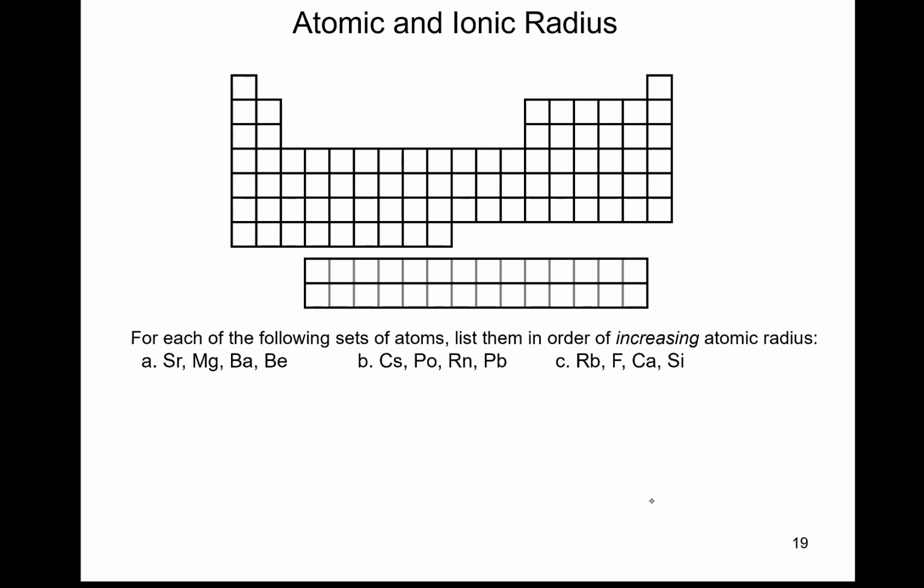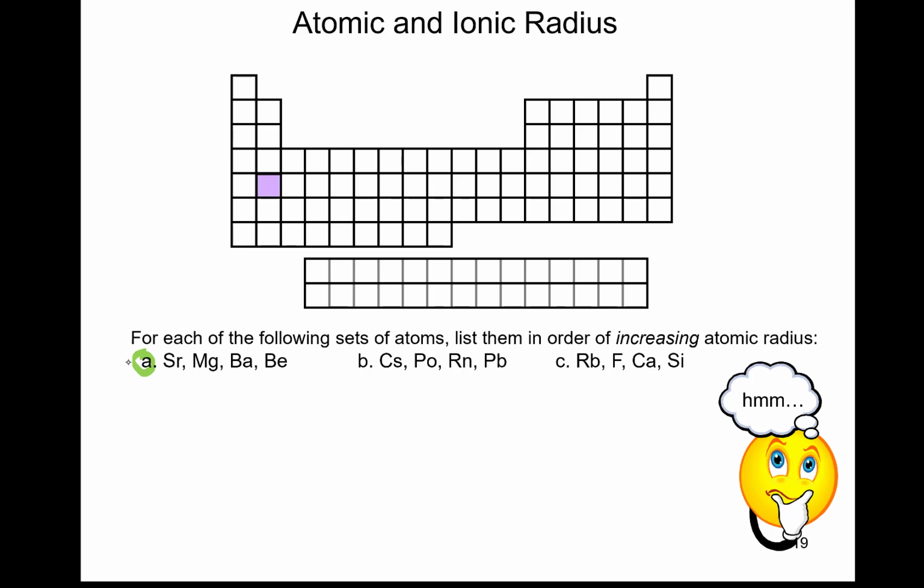All right, so let's do some comparing. For each of the following sets of atoms, list them in order of increasing atomic radius. So our first set here is strontium. There's strontium in purple on the periodic table. And then magnesium, there's magnesium. Barium, it's filling in, and beryllium. So we've got those 4 elements. Notice they are all in group 2. They are all part of the alkaline earth family.